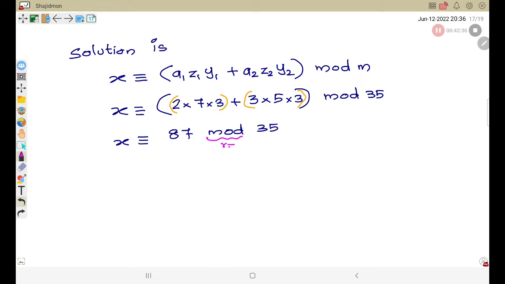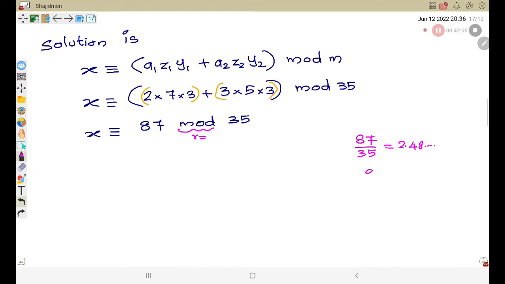Okay, now as I told you how to calculate that mod number. Mod number means we need to calculate the remainder. So just 87 divided by 35 we can do. You can check by calculator what is 87 divided by 35, that means 2.485, like this going. So what will be the quotient? Quotient equal to 2. What will be the remainder? That number, opposite of the quotient, minus 2, multiply the divisor number 35.